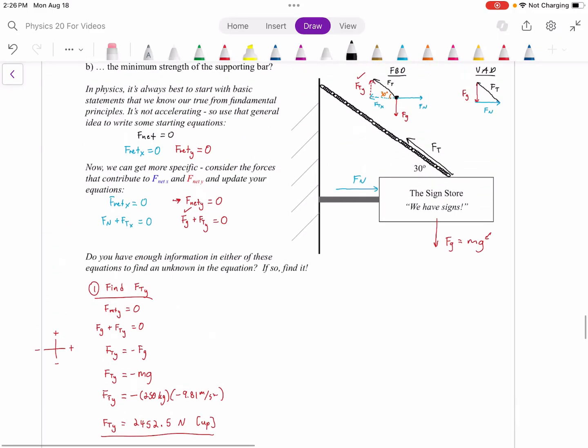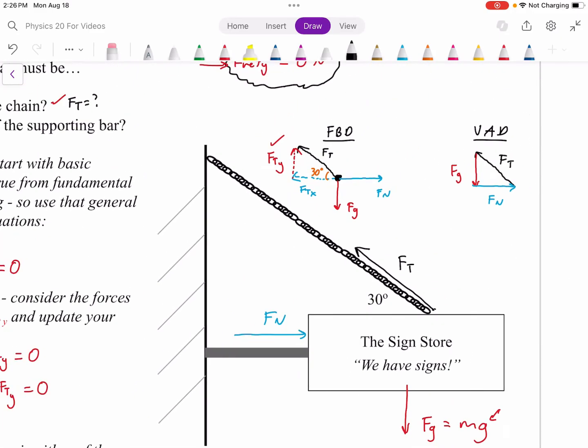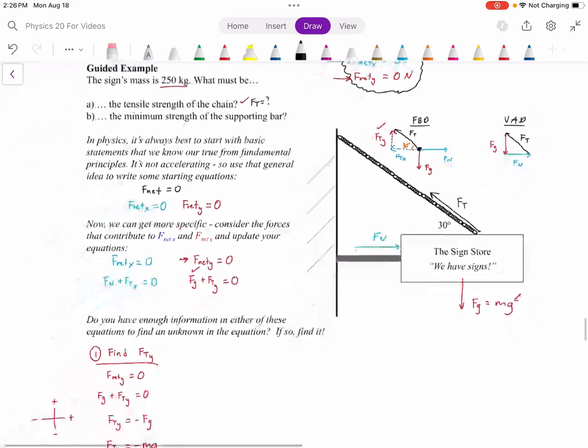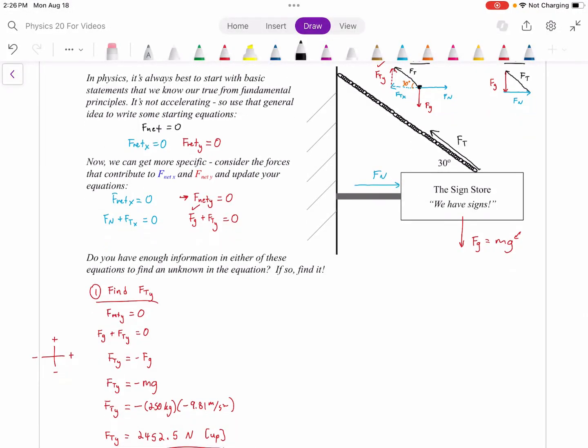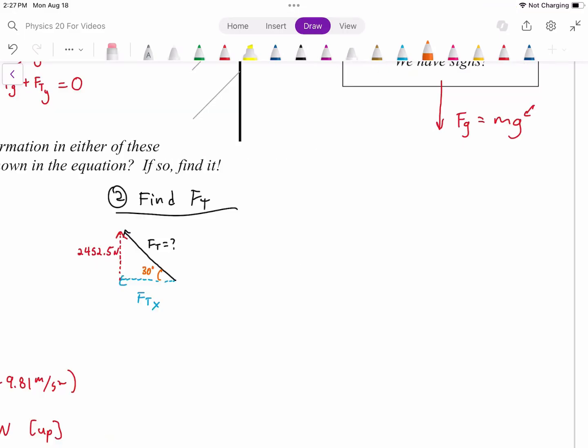Let's return to our free body diagram and think about what that means, right? I now know that this is 2,452.5. I know that this angle is 30. I'm trying to find the tension itself. So I want the hypotenuse, I have the opposite, and I have the angle. So I can actually just go ahead then and find the force of tension with some trigonometry, right? We just have this scenario here, right? Opposite over hypotenuse.